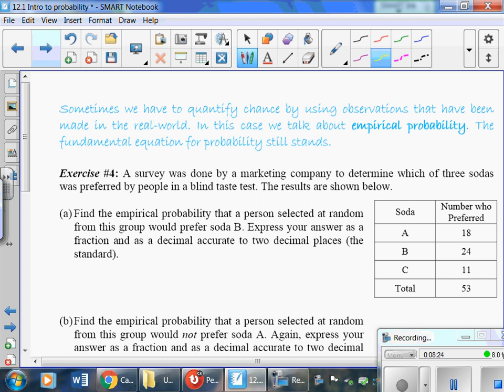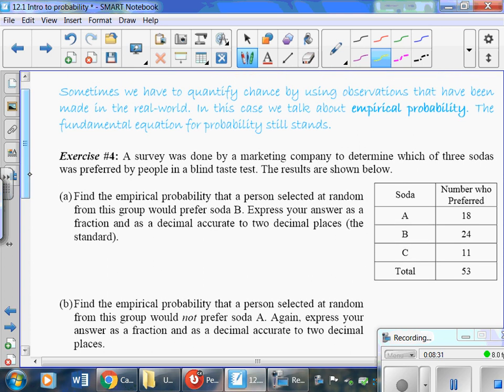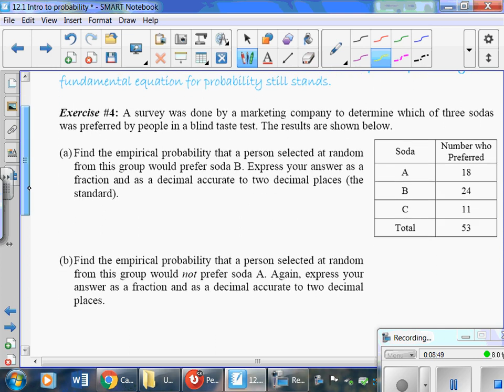All right. So exercise 4. All right. Sometimes, let's read on top. Sometimes we have to quantify chance by using observations that have been made in real world. In this case, we are talking about empirical probability. All right, the fundamental equation for probability still stands, which means this is actual data. This probability is based on actual data.